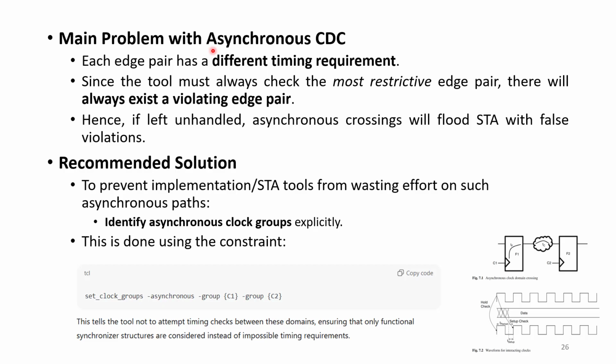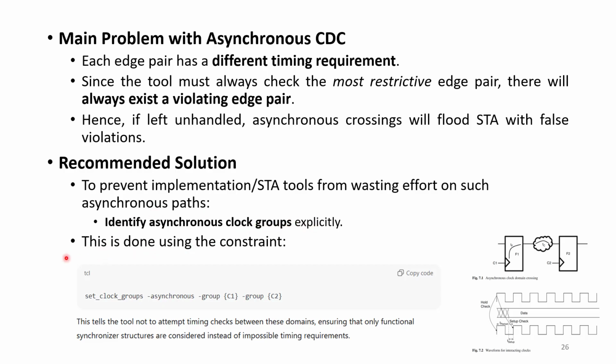Next, coming to the main problems with asynchronous clock domain crossing. Each edge pair has different timing requirements. Since the tool must always check the most restrictive edge pair, there will always exist a violating edge pair. Hence, if left unhandled, asynchronous crossings will flood STA with false violations. Next, coming to the solution. To prevent implementation or STA tools from wasting effort on such asynchronous paths, identify asynchronous clock groups explicitly.